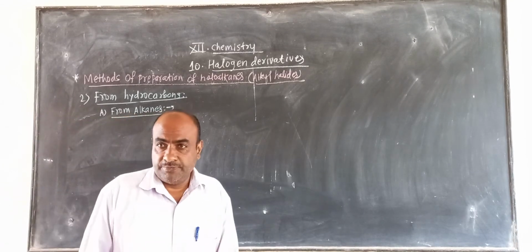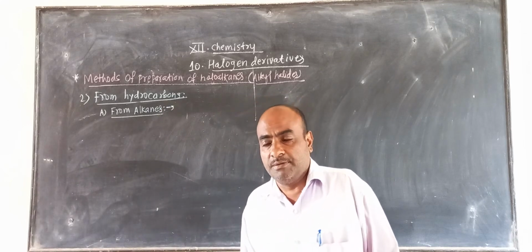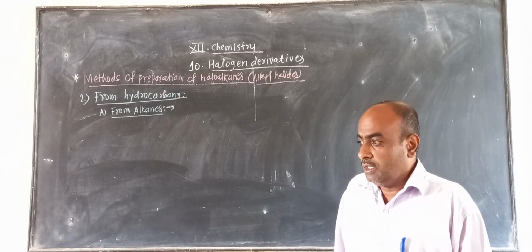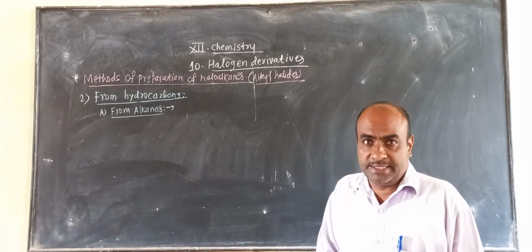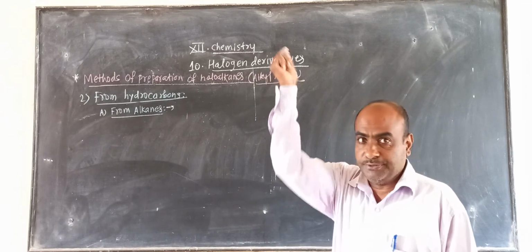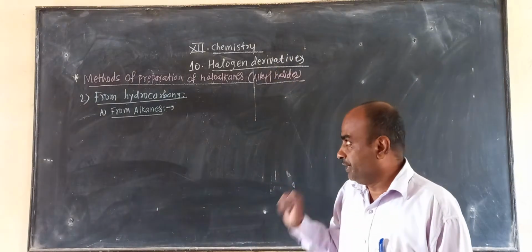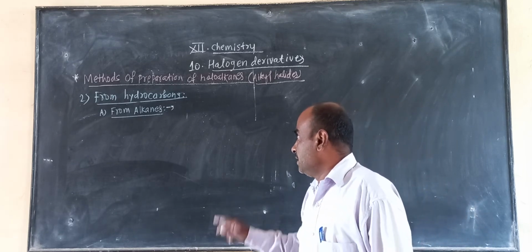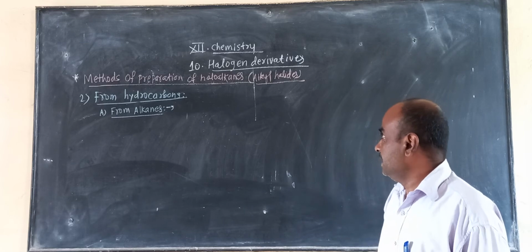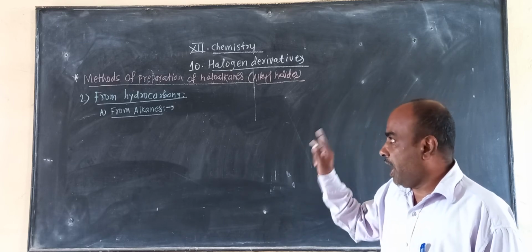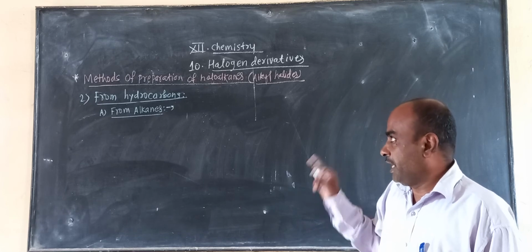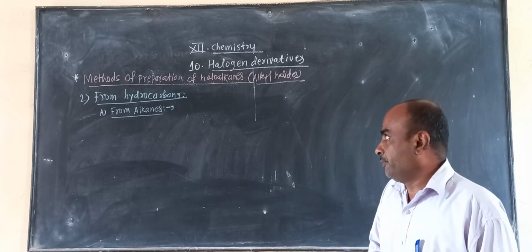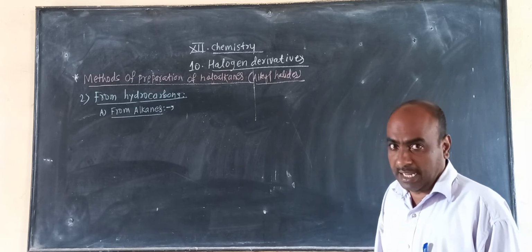During the previous lecture, we discussed the method of preparation of the alkyl halides by using alcohol and phosphorus halides, and by using alcohols and thionyl chloride. Now today we want to discuss the methods of preparation of haloalkanes, that is alkyl halides, from hydrocarbons. By using hydrocarbons, say alkane and alkene, we can prepare several alkyl halides.